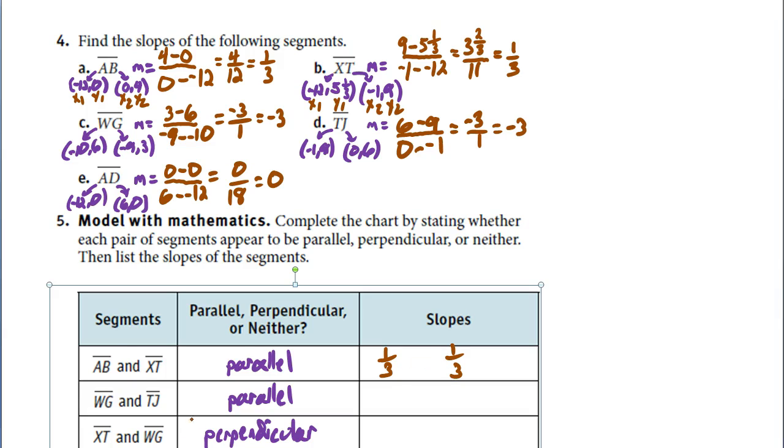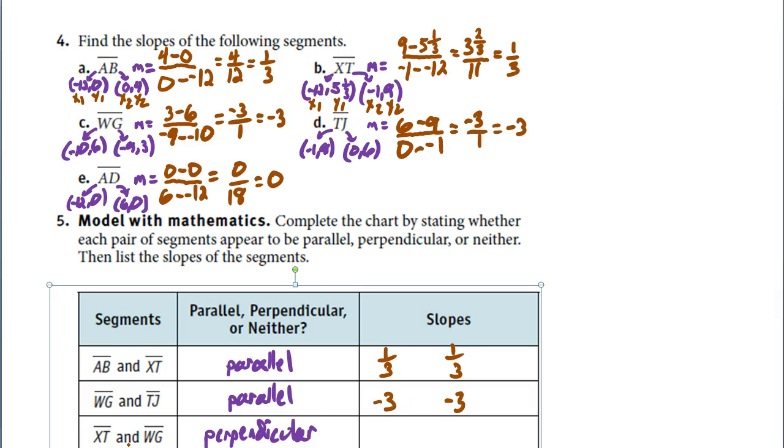Now segment WG and segment TJ, you look at that picture and they are parallel. Now segment WG, we found that slope, negative 3. Segment TJ, here's where we had found that one. It was negative 3. Parallel lines, and they have the same slope.